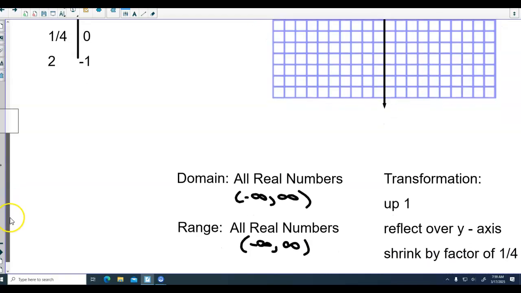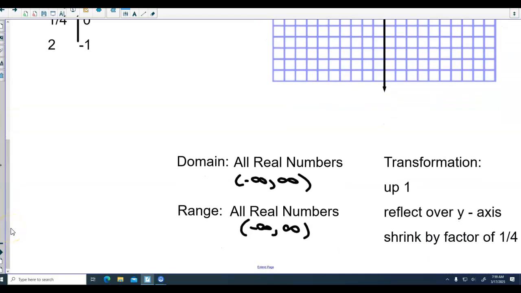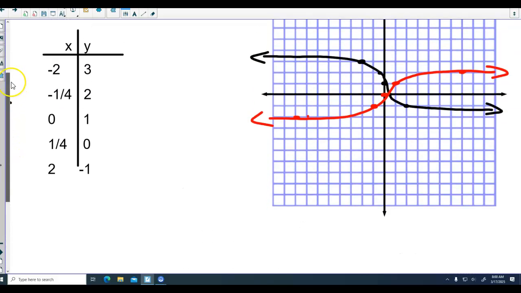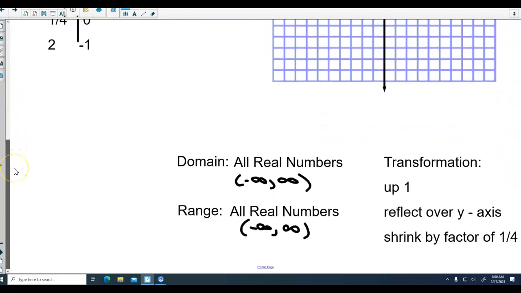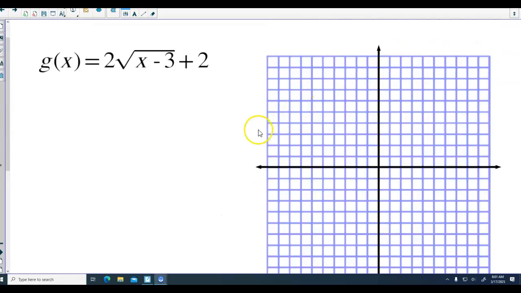So our transformation here, there's no right or left because there's no number under the radical that we're adding or subtracting to. We added 1 outside the radical, so it goes up 1. There's a negative in front of the x, so we reflect over the y-axis. And we have shrink by a factor of 1/4. And I should put something else in there as well. I apologize. We have horizontal shrink by a factor of 1/4. Okay, the vertical shrink comes when you have the number outside the radical, or outside the exponent. Next one.